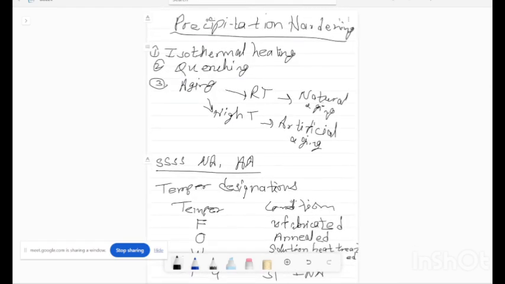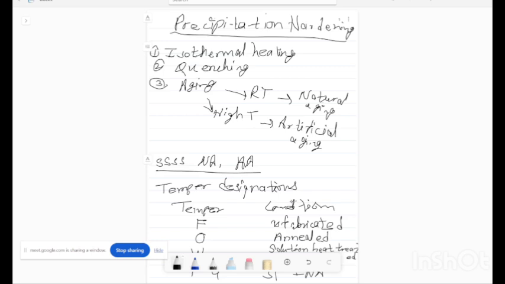Okay. So in the last class we studied precipitation hardening a little. In that precipitation hardening, the process follows isothermal heating, quenching, and then aging. Aging can be done at room temperature or high temperature also. The room temperature aging is called natural aging, and the high temperature.